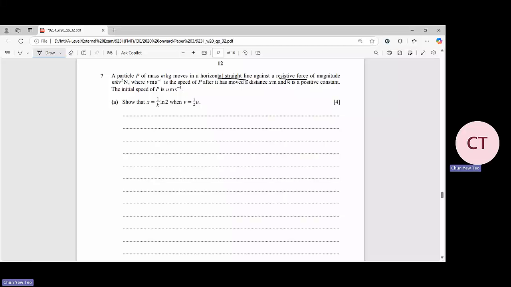Straight line against the resistive force of magnitude mkv squared Newtons, where v meters per second is the speed of P after it has moved a distance of x meters, and k is a positive constant. The initial speed of P is u meters per second. Show that x equals 1 over k log 2 when v is equal to half of u.